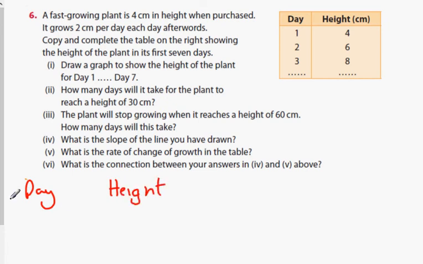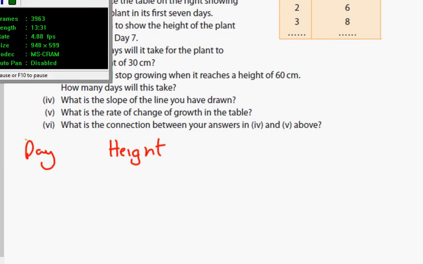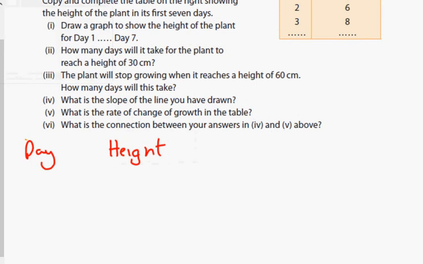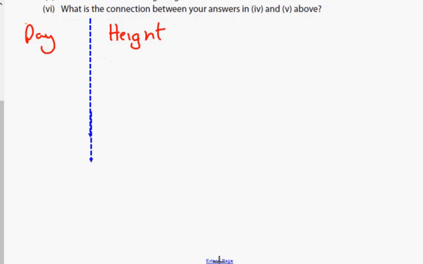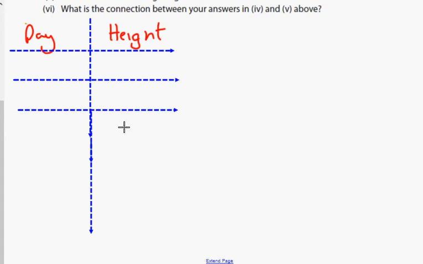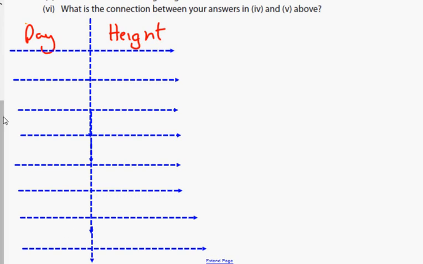So here we go. What type of series is this, lads? Can anybody tell me what type of series it is? A linear or what else is it called? It's an arithmetic series, okay? So I have to do 7 different heights. N equals 1, N equals 2, N equals 3, N equals 4, N equals 5, N equals 6, N equals 7. Okay, so there's our day and height.